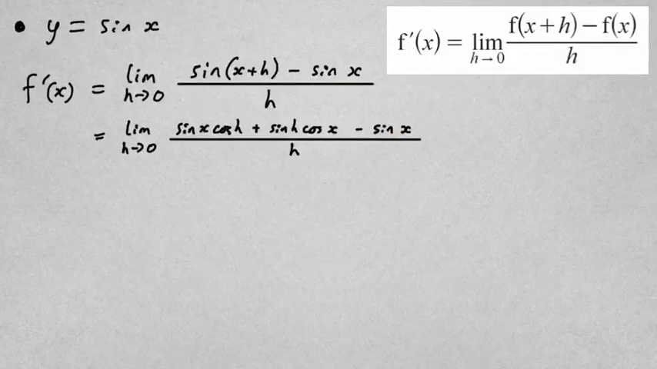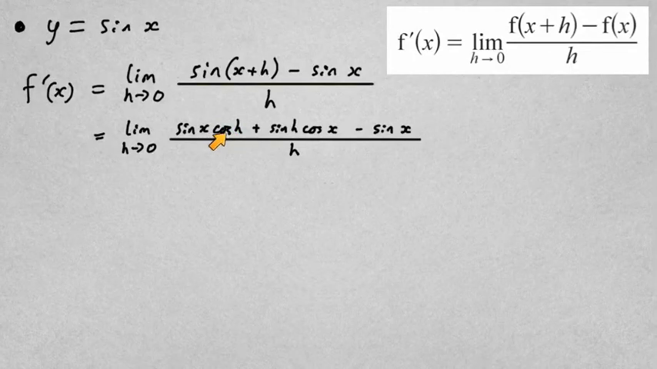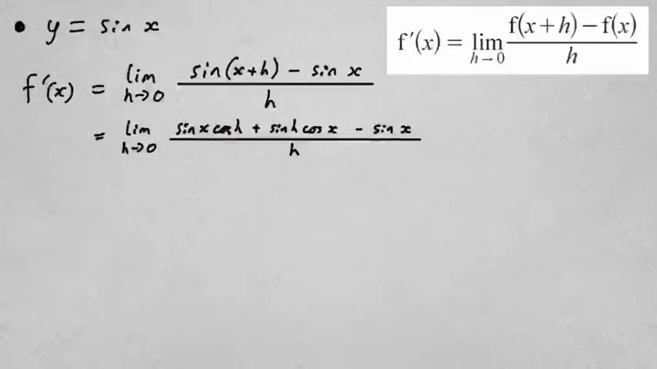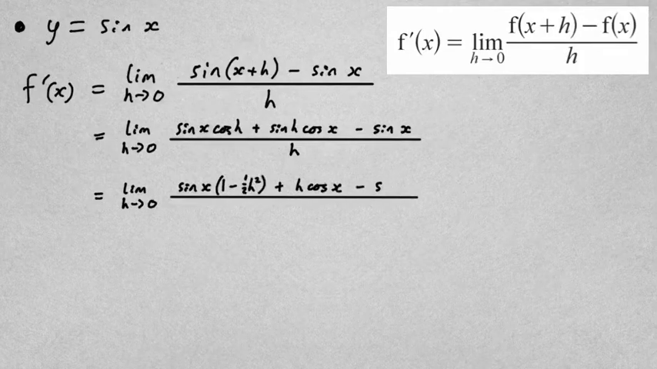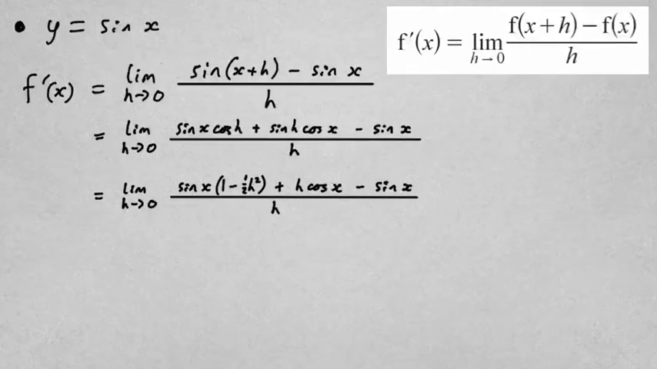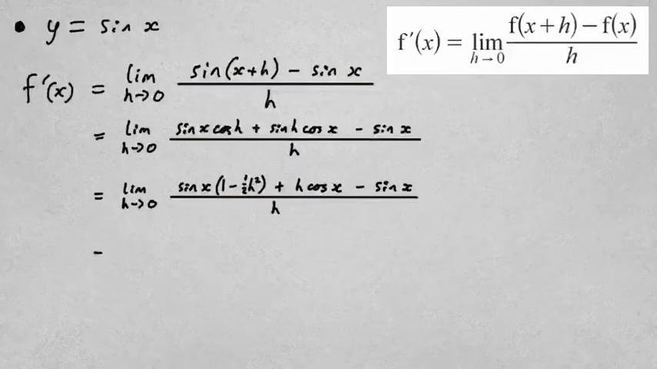Right, for the next step, for the third line, that's where you need to apply the small angle approximations. So this little cos h here is going to be replaced with 1 minus half h squared, and this little sin h here is going to be replaced by h. As you can see, everything else stays the same. Now, the next line, we just need to expand this bracket here. So we've got sin x multiplied by this bracket here. So let's just expand that.